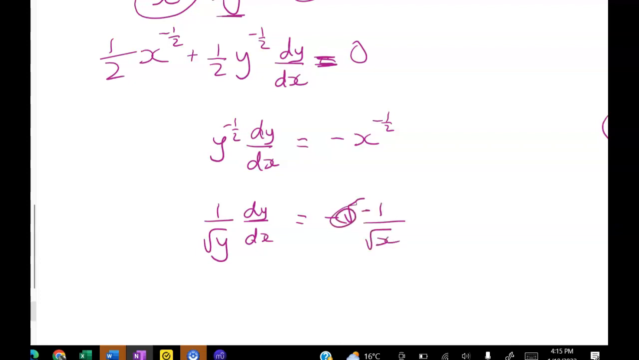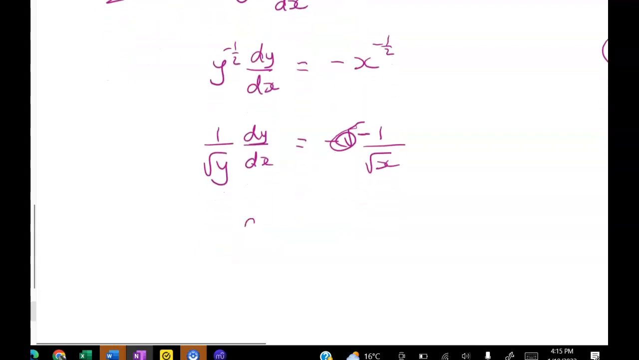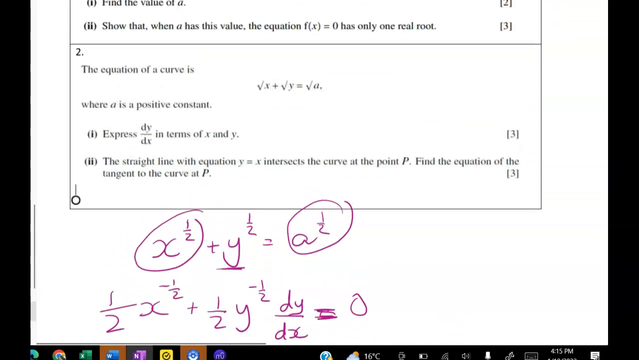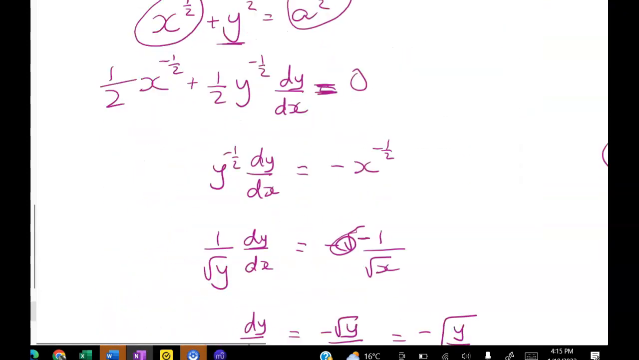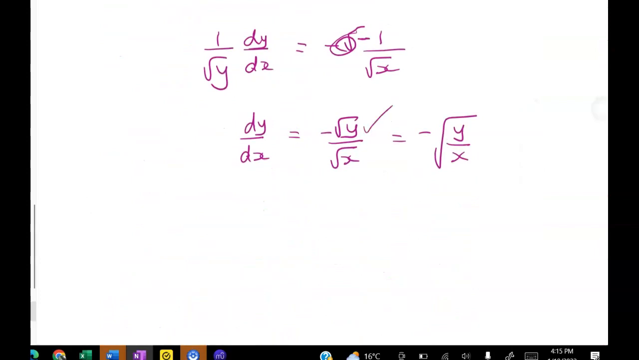1 over root x. So dy by dx works out to be negative root y over root x, which I could write as this. It wasn't a show that question, so it would have been fine to leave it like that, but it just looks a little bit nicer like this.